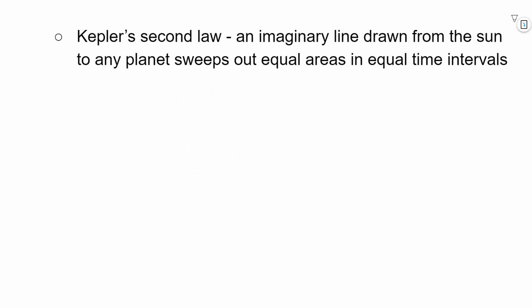That's Kepler's first law. Kepler's second law states that if you have an imaginary line drawn from the sun to any one of the planets, and then you pretend that that line is sweeping out areas, if those areas have equal time intervals, then the actual physical area that they sweep out will be equal.